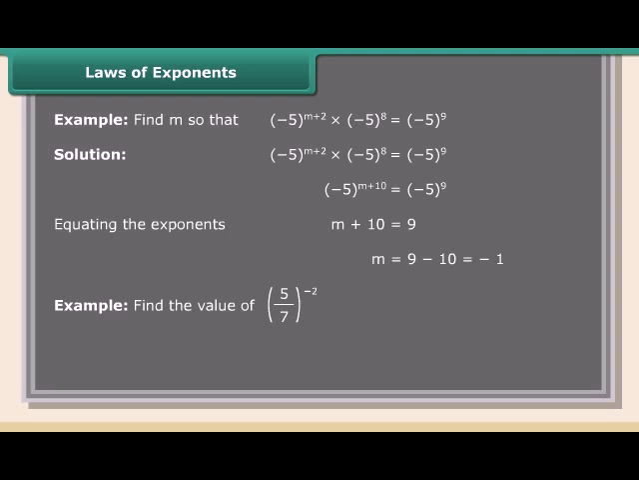Example, find the value of (5/7)^-2. Solution. (5/7)^-2 is equal to 5^-2 upon 7^-2, which is equal to 7^2 upon 5^2, which equals 49 upon 25.